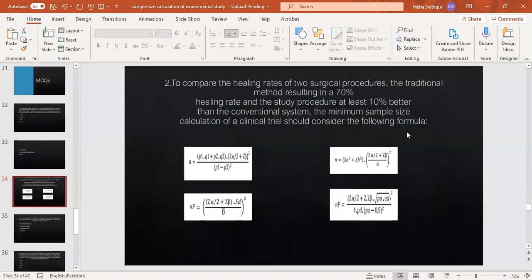Now, to compare the healing rates of two surgical procedures, the traditional method resulting in a 70% healing rate and the study procedure at least 10% better than the conventional system, the minimum sample size calculation of a clinical trial should consider the following formula. Let us assume it is A, B, C, and D. So what will be the right option? Yes, A will be the right option.